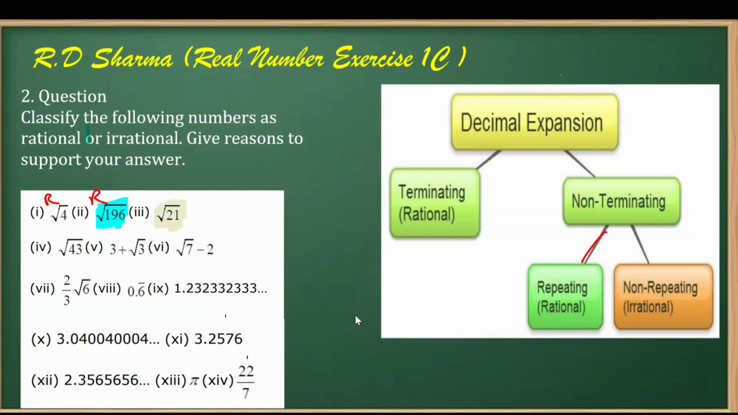Under root 21, this is not rational. The reason being, this is not a perfect square and therefore cannot be written in the form of P by Q. In fact, its decimal expansion is non-terminating, non-recurring, right? So therefore, this is irrational. Same with under root 43, so this is also irrational.